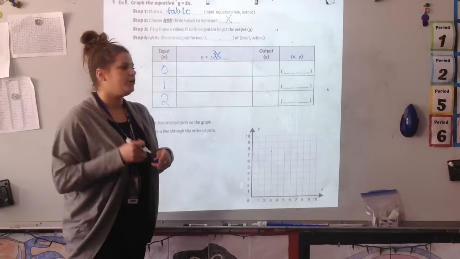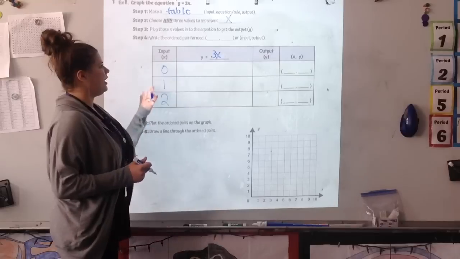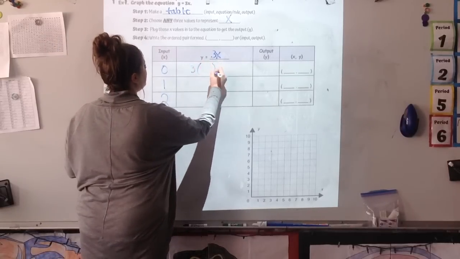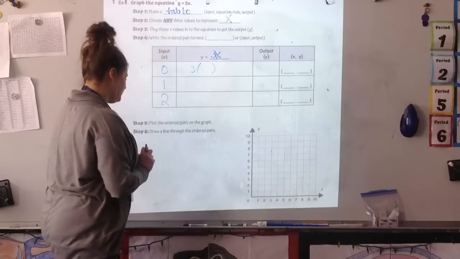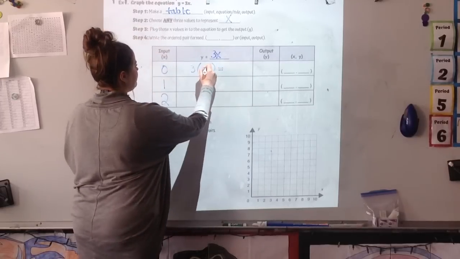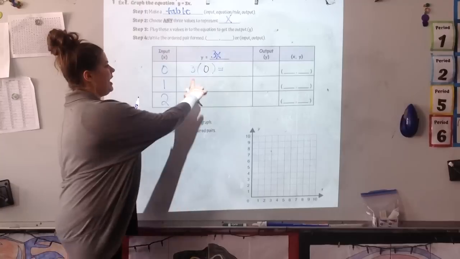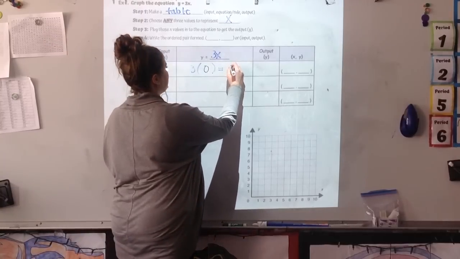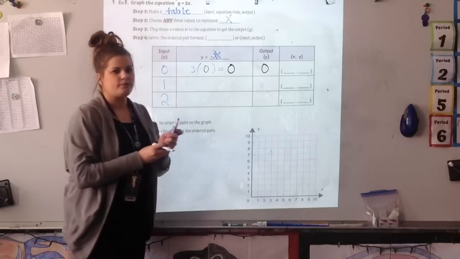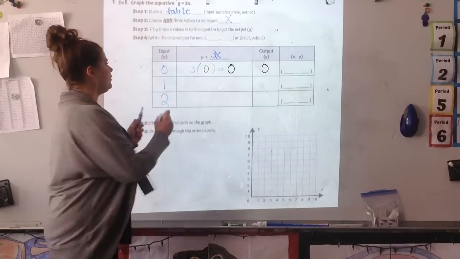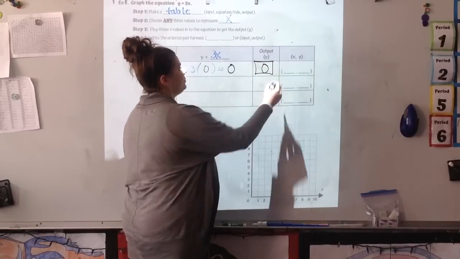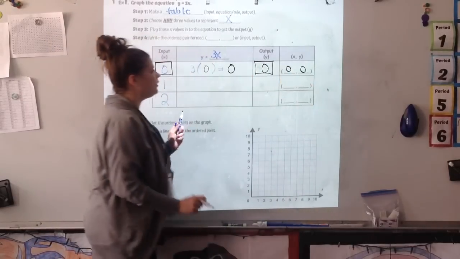So just like you did in your previous notes, you're going to be plugging in your input values for that x value. So 3 times whatever x is. In this case, we're using 0. This is a pretty easy one. Anything times 0 is going to equal 0. So my output is then 0. To fill in your ordered pair, you are just taking your x value and your y value. So my ordered pair would be 0, 0.